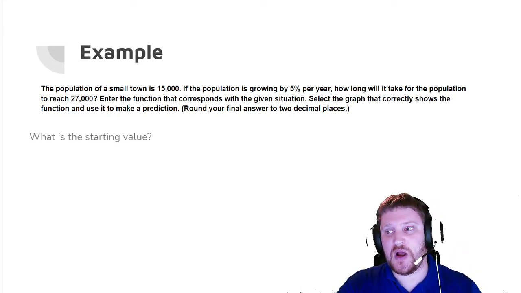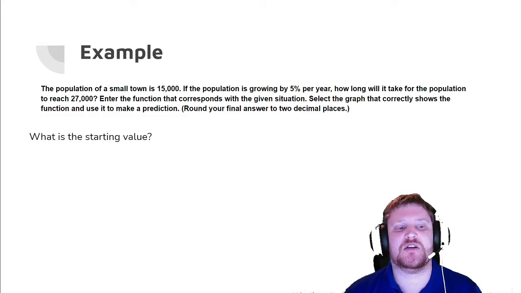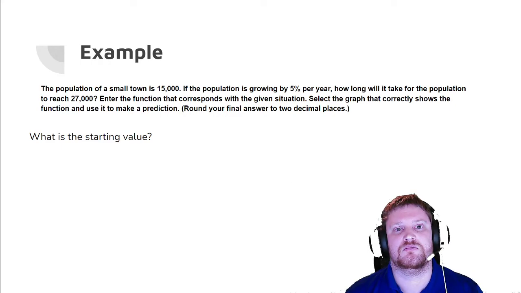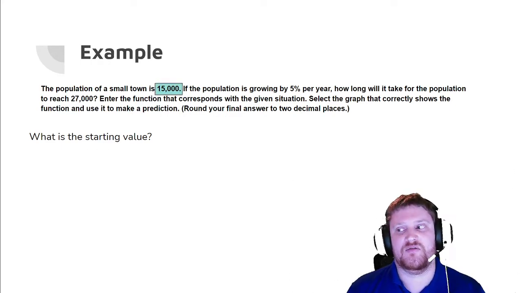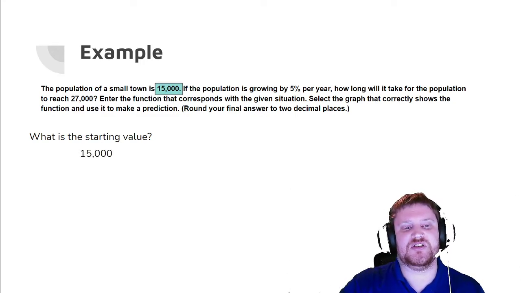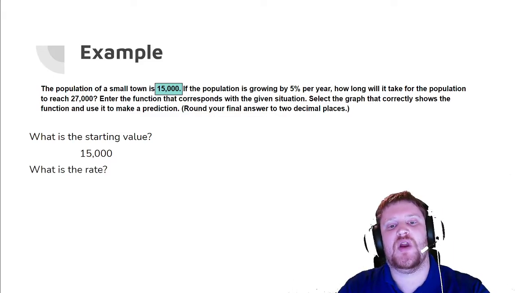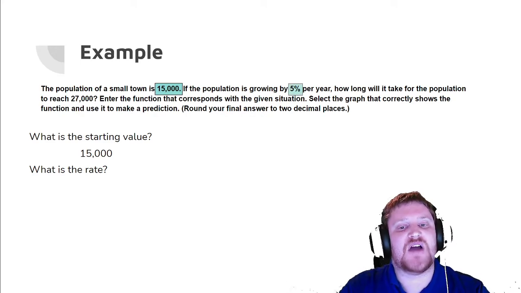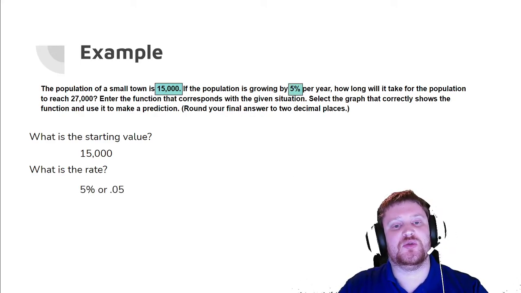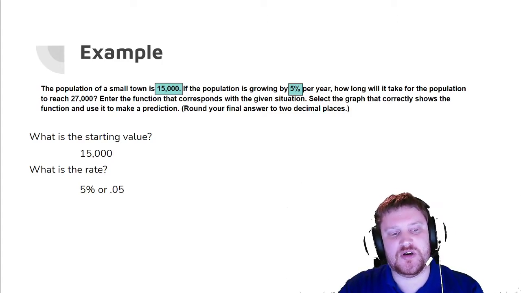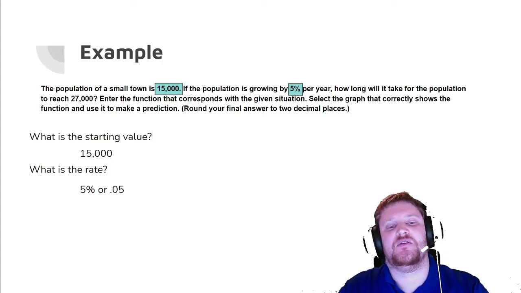Now, for this problem, we have to start by asking ourselves, what's the starting value? Well, the current population of the town is 15,000 people. The next question we ask ourselves is, what is the rate? How much is it growing by? Well, they've told us that that's 5%, which again, we change to a decimal, moving the decimal place over twice or dividing by 100 to get 0.05.